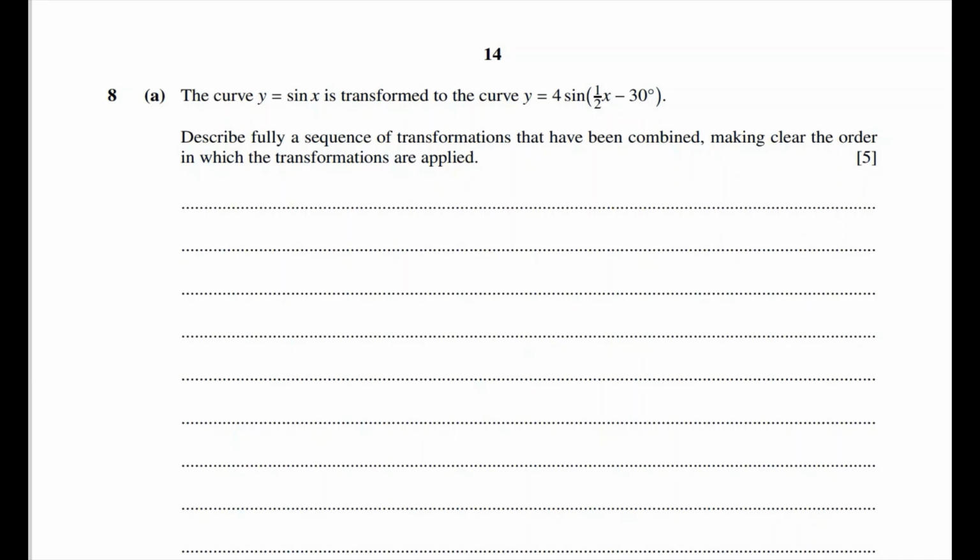The next question is question number 8. The curve y is equal to sin x is transformed to the curve y is equal to 4 sine of 1 over 2x minus 30 degree. Describe fully a sequence of transformations that have been combined, making clear the order in which the transformations are applied.